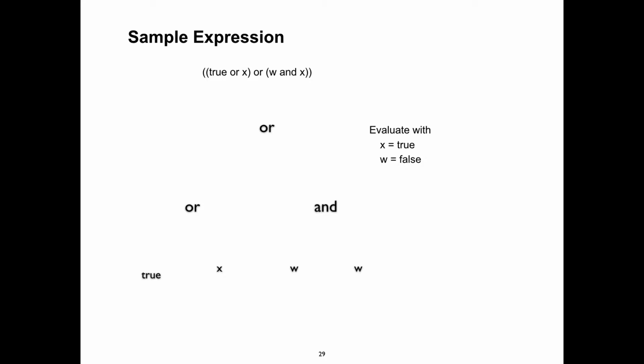Well, I've got true and x, and so what does or do? Since that's true, this subtree is going to be true. And for the and of w and x, if x is true and w is false, then this is going to be false. Now we go up to the top node, and we have an or, and one side is true and one side is false, so we get true.